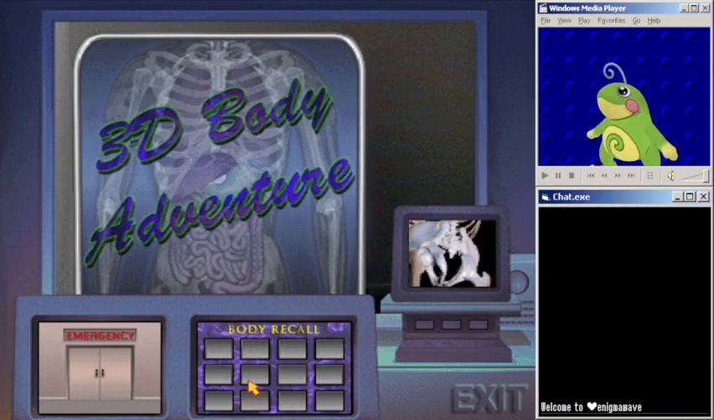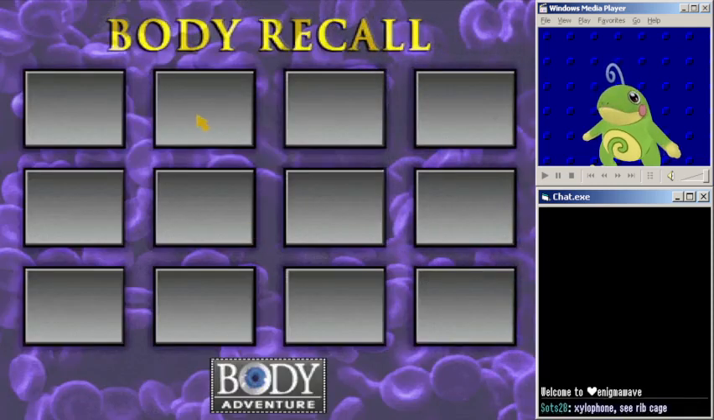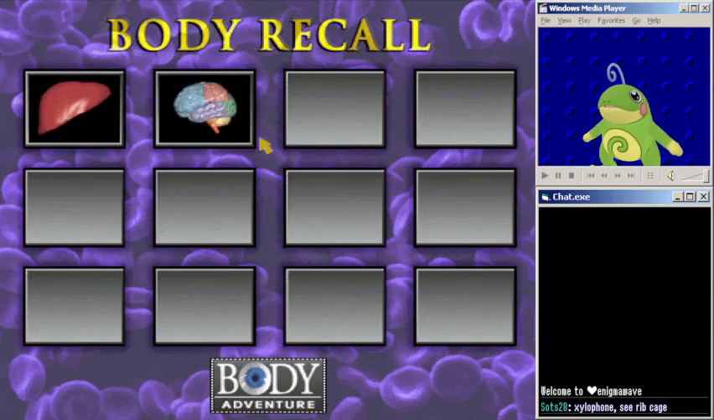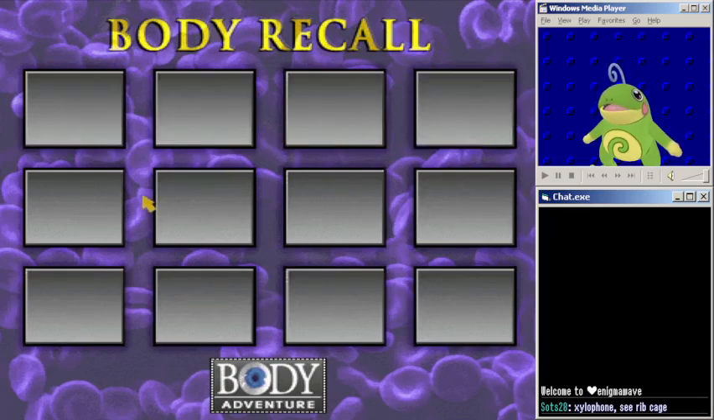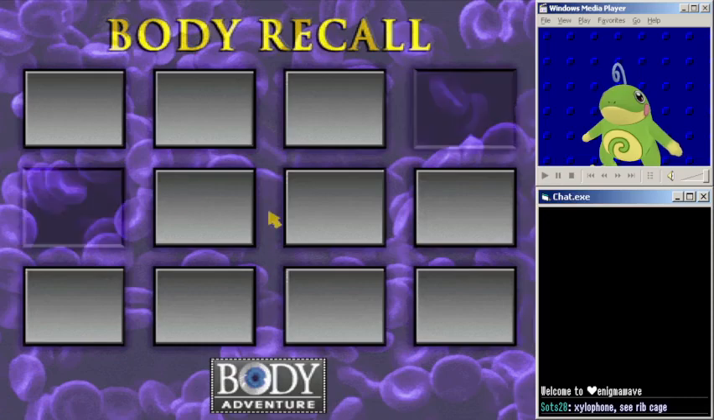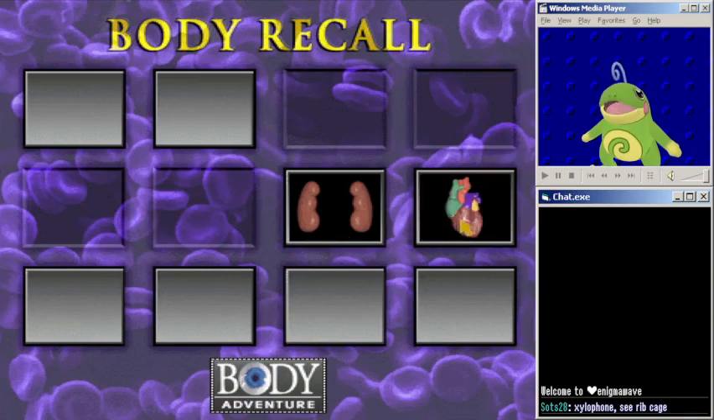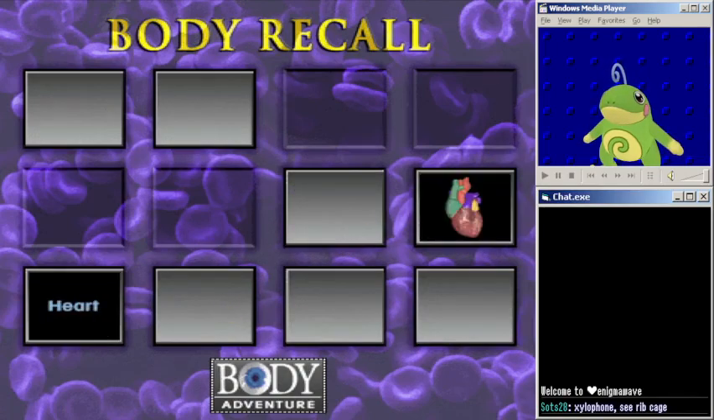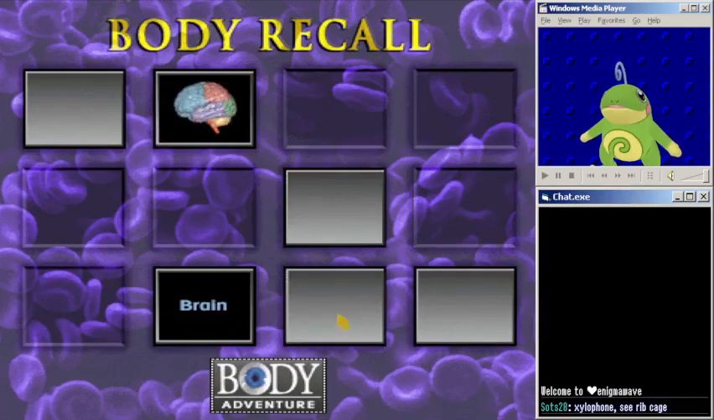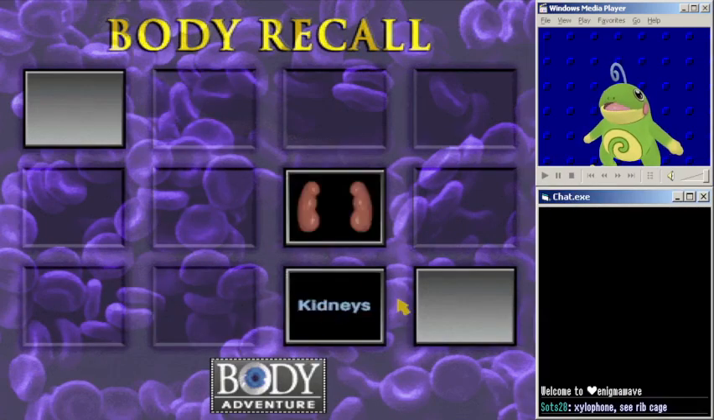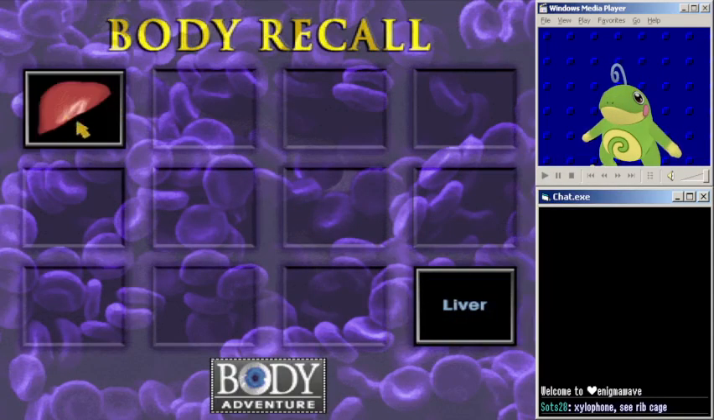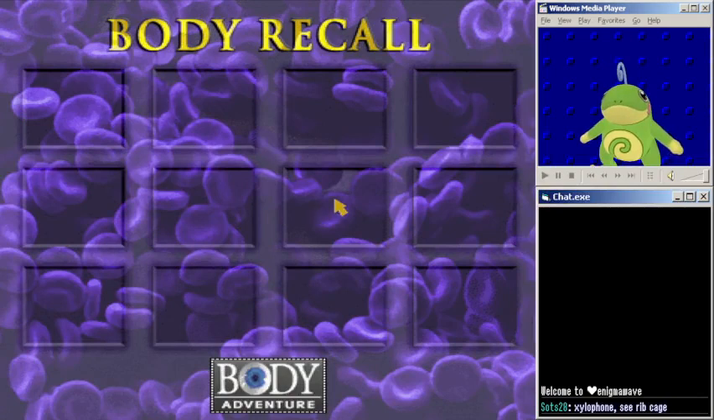Let's play Body Recall. I think Body Recall will still have the same. Was that actually on there? I wasn't looking at X-ray. Liver, brain, lung, stomach. Stomach. Lungs. Lung. Kidneys. Heart. Heart. Brain. Kidneys. Liver. Great job.